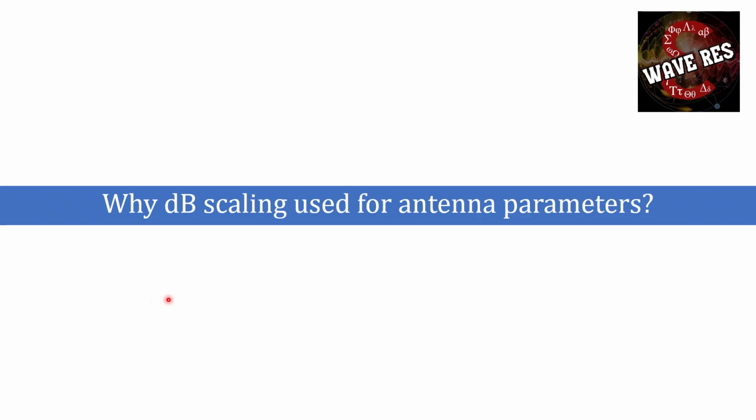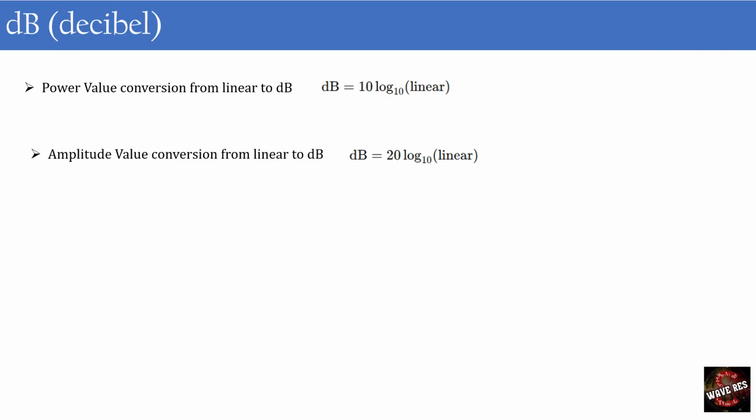When you are dealing with antennas, you know that most of the parameters like input power, output power, gain, directivity, everything is specified in dB. So in this video, we can analyze why dB scaling is more important for antenna parameter definitions. dB means decibel. It's a logarithmic scale.